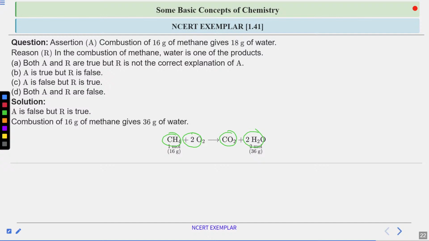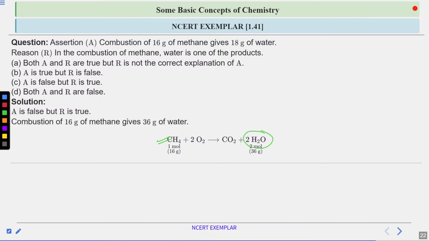The question says, what is the amount of water that will be produced on the combustion of 16 gram of methane? According to this equation, I think it would be very clear that 1 mole of methane is producing 2 moles of water.